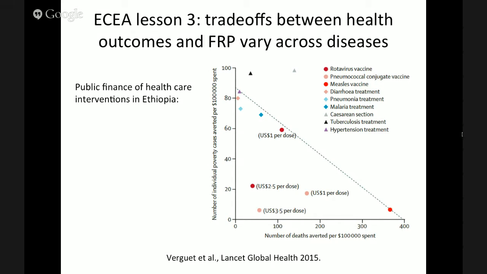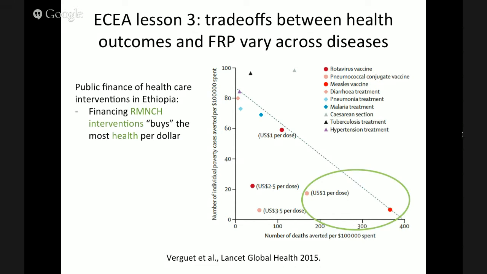in Ethiopia. On the right in this graph, you see vaccinations, diarrhea treatment, malaria, C-section. Down at the bottom is hypertension treatment. This study looked at what if the government spent $100,000 on each of these treatments, assuming a certain level of coverage. It turns out that financing reproductive, maternal, and child health interventions tends to buy the most health per dollar. Down in this lower right quadrant, you see vaccinations. The number of deaths averted per $100,000 spent covering vaccines is substantial.